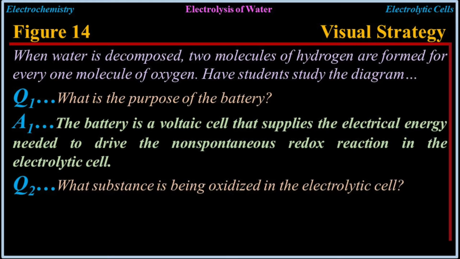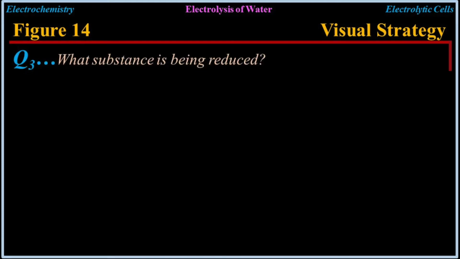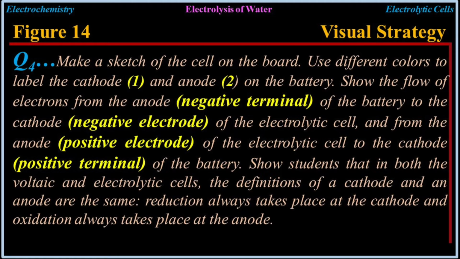What substance is being oxidized in the electrolytic cell? Chlorine, the chloride ion. What substance is being reduced? Water. Water is being reduced. Make a sketch of the cell on the board.